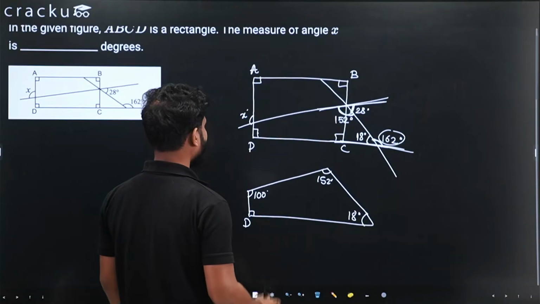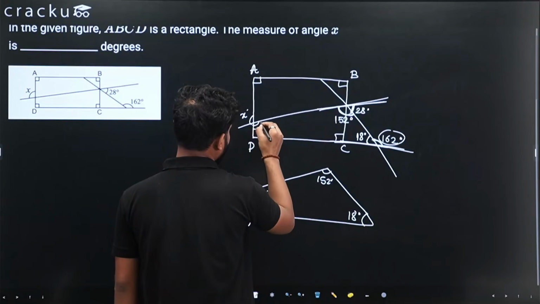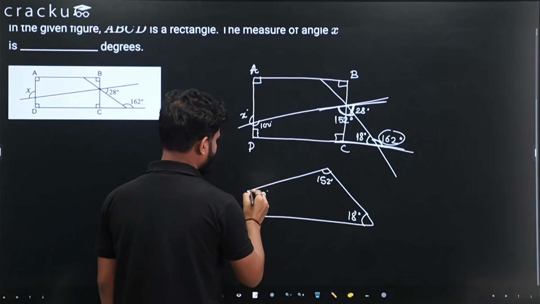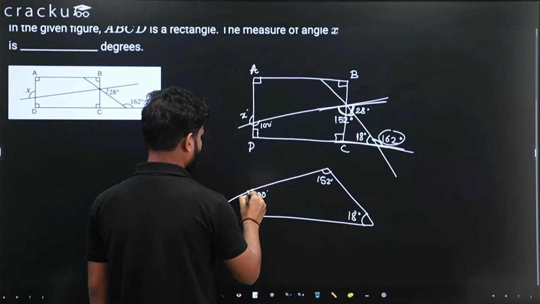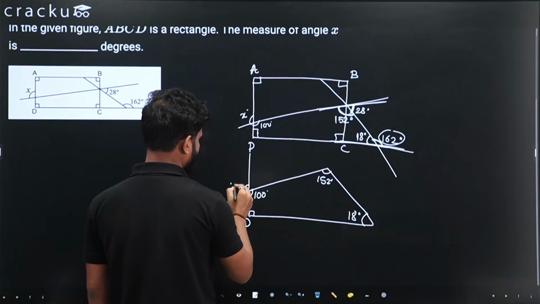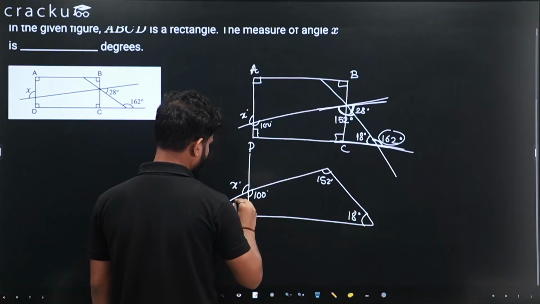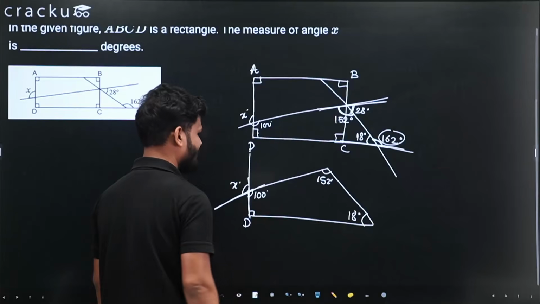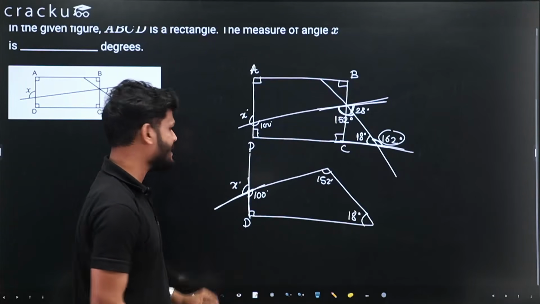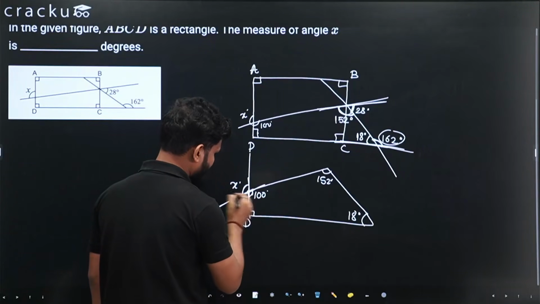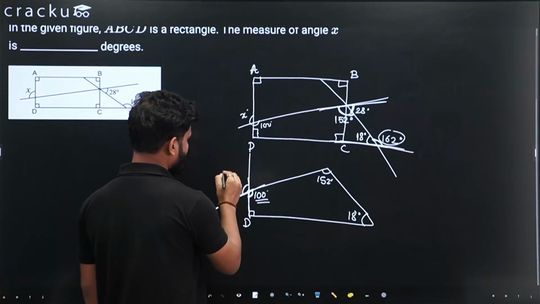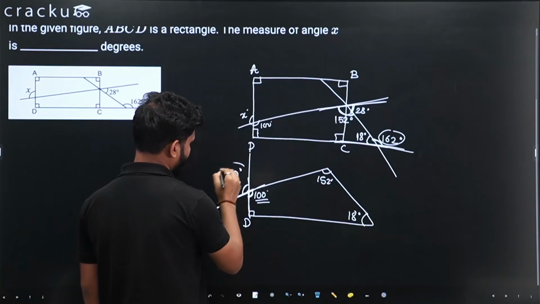So what will be the angle x? This angle is 100. And this is x degree. Can you see these two lines are intersecting, correct? So these two lines are intersecting and opposite angles are forming. So if this is 100, this will also be 100 degree.